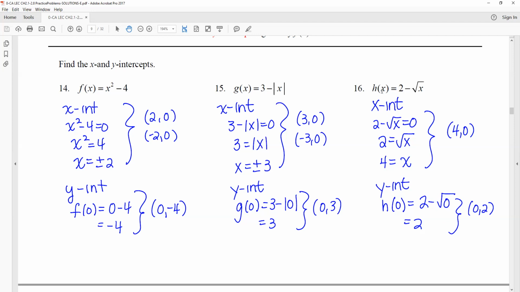On H of X, we replace the Y with 0. 2 equals X. In other words, we move the negative radical to the other side, and then square both sides, and we get X equals 4. So that gives us the X-intercept of 4, 0. On the X-intercept, you always have the X value, the Y value is 0. On the Y-intercept, you always have the Y value and the X value is 0.